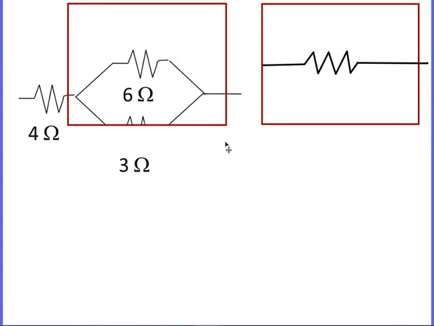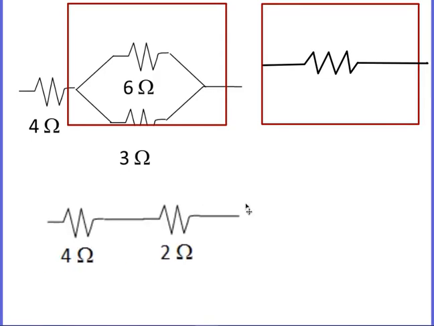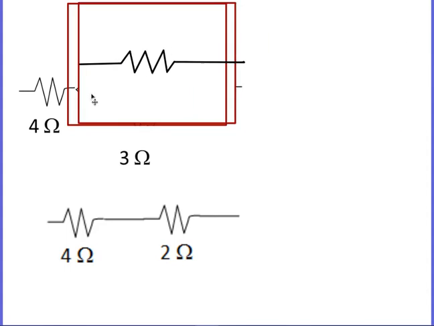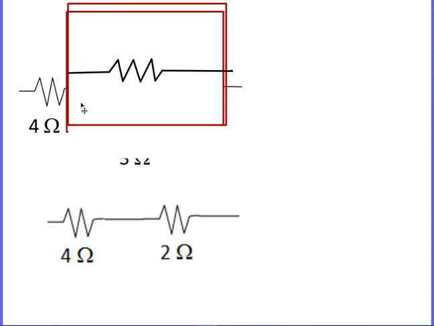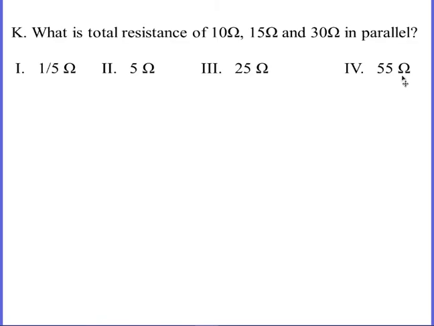Now, here I had 6 and 3 in parallel, so that's 1/6 and 1/3, and I think you'll find that adds up to 1/6 and 2/6, which is 3/6, that's 1/2. The reciprocal of that is 2. So what these represented was 4 ohms followed by 2 ohms, so the equivalent resistance there is 6. You try your hand at it.